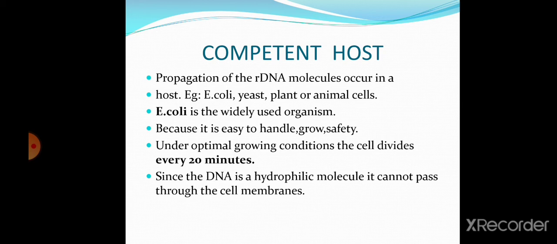There are many types of host cells available for gene cloning. For example, E. coli, yeast, animal or plant cells. The type of host cell depends on the vector type and the cloning experiment. E. coli is the most widely used organism in genetic engineering. Why? Because it is easy to handle, easy to grow, it can be studied for safety, and it can accept a range of vectors.